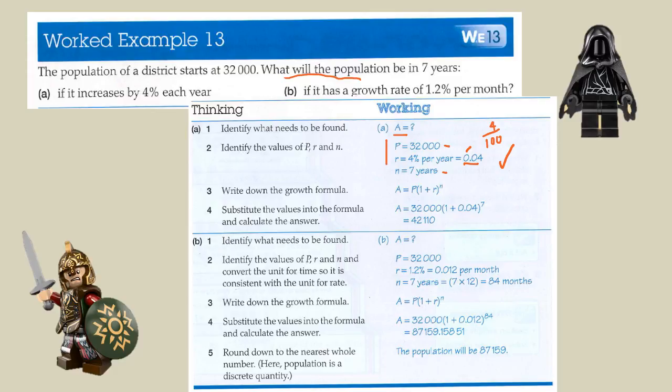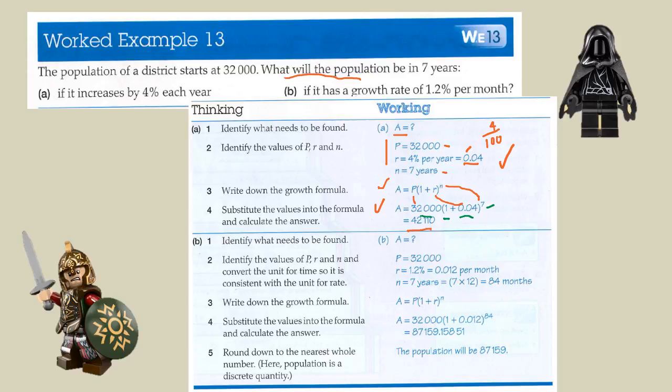Okay, so then once we've written down what we know, write down the formula, substitute in the numbers. P is 32,000, so that goes in there. R is my growth rate, 0.04, and N is the number of years, 7. Plug it into your calculator. Once again, do it in a certain way. You might want to do the 4 divided by 100 first, plus 1, then do to the power of 7, and then multiply by your 32,000. That's one way of doing it. What do we end up with? 42,110 is what our population will be.